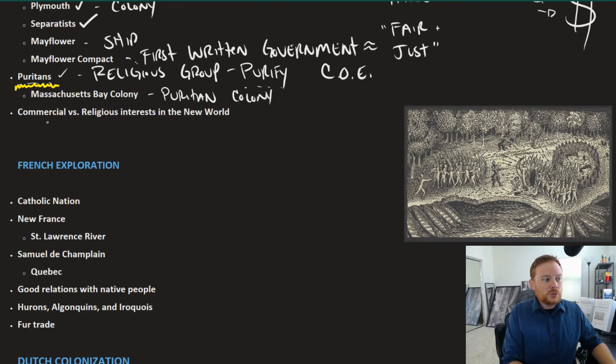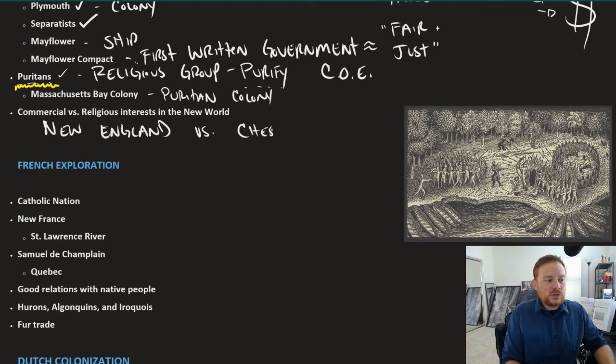And so when we look at New England, which is the term for the geographic location of Plymouth and Massachusetts, versus the English colonies in the Chesapeake, we get a stark comparison of commercial versus religious interests in the New World. It's important to understand that distinction: some colonists are there to make money, Roanoke, Jamestown, the Caribbean, and some colonists are there really just to live in their own religious community, the Puritans and the Pilgrims. And because of that, those colonies will develop in different ways.